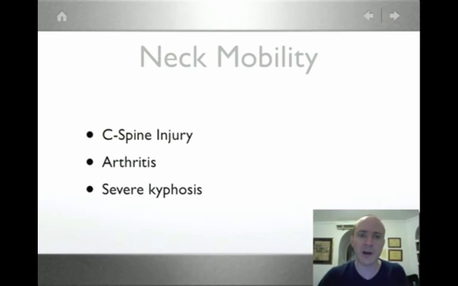Then are you worried about arthritis? Are you going to have trouble because they've got some rheumatoid arthritis and ligamentous laxity at the top of their cervical spine? Or are they severely kyphotic, where their head doesn't even hit the pillow when they're lying there? We know those patients, they look like a big letter C, and you think, oh gosh, how am I going to intubate that person? So neck mobility. Let's go over that one more time.